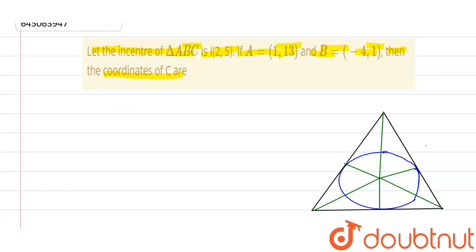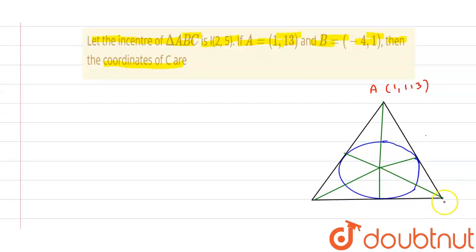Let this vertex be A, which is (1, 13). Let this be C and let this be B, whose coordinates are given as (-4, 1). And this is the incenter, represented by I, and its coordinates are (2, 5).